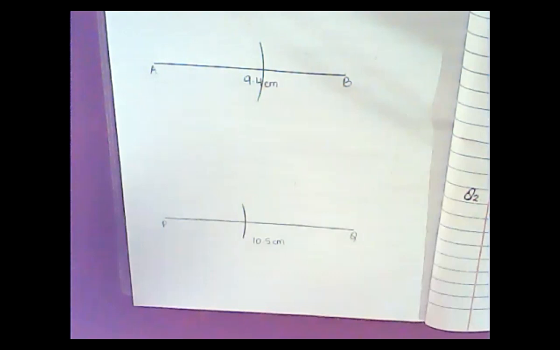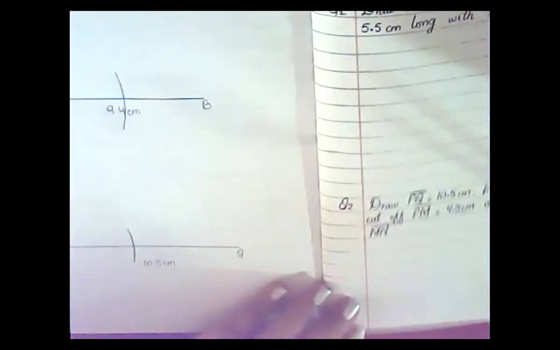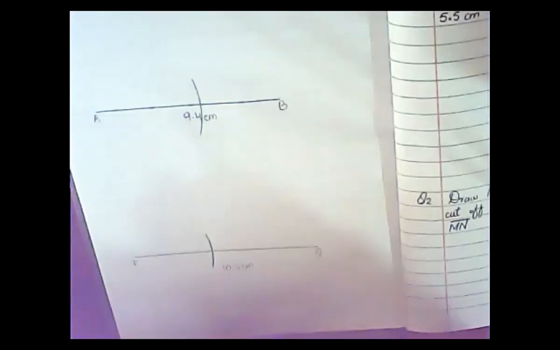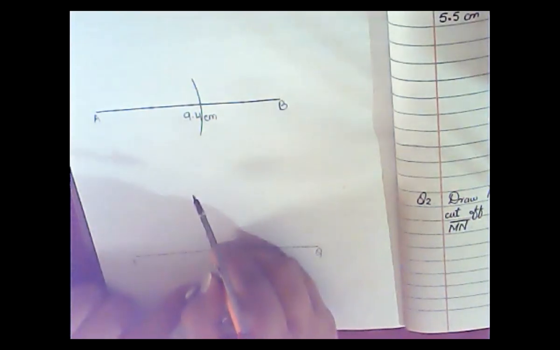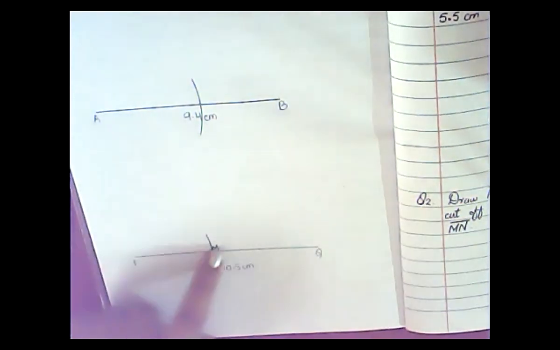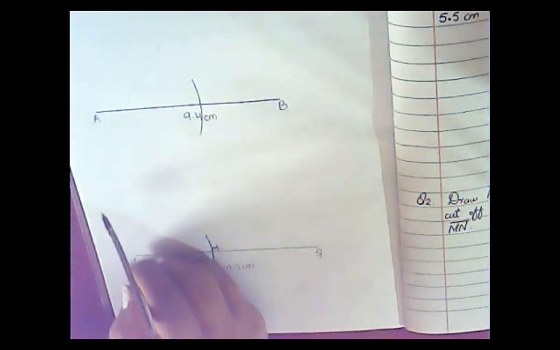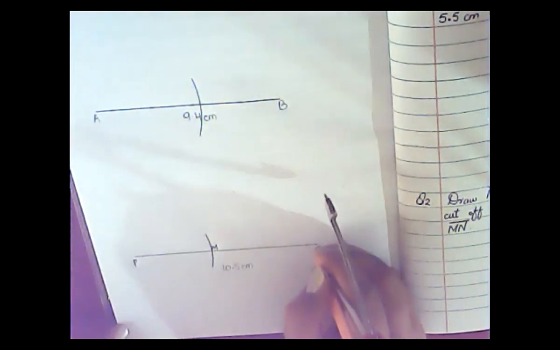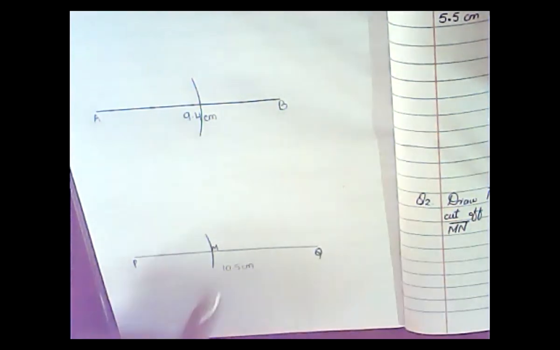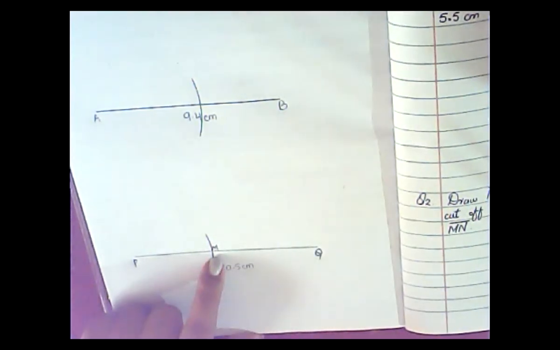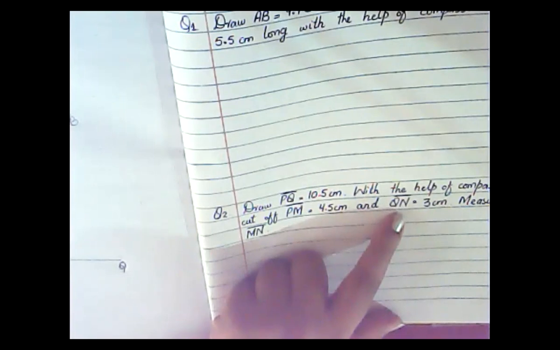Now what they have told you is PM. So what is this? This is your point M. You will write it down here that this is your point M. This is point P and this is point Q. Now you have already found your point M on the line segment. So next, what you have to do is QN equal to 3.